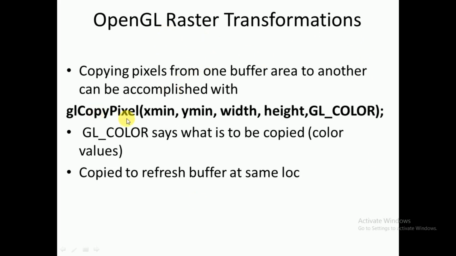For doing the raster transformation, OpenGL has APIs. Copying pixels from one buffer area to another can be accomplished with the API glCopyPixels: X minimum, Y minimum, meaning the window from where you want to begin, then width, height. Width is X maximum, height is Y maximum, then the color. What color you want to copy and paste? The GL color says what is to be copied, and it is copied to the refresh buffer at the same location.